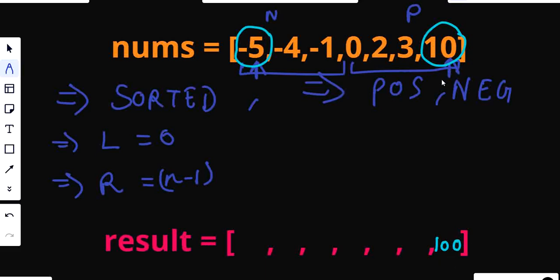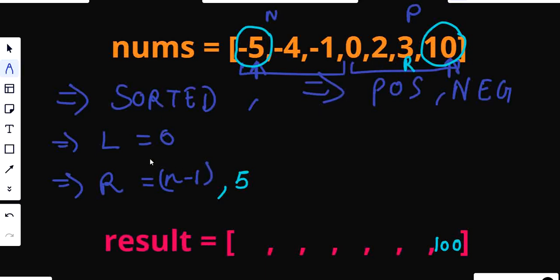Now after this, we will update our right pointer and decrement 1 from it. Previously our right pointer was at which position? It was at the 6th position. Now it will be at the 5th position, right here.